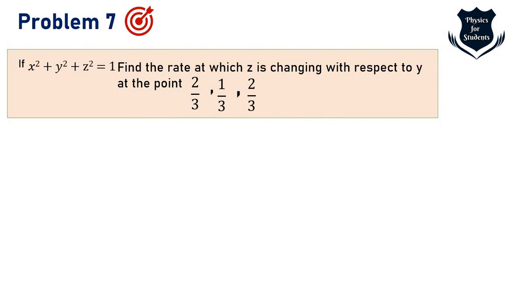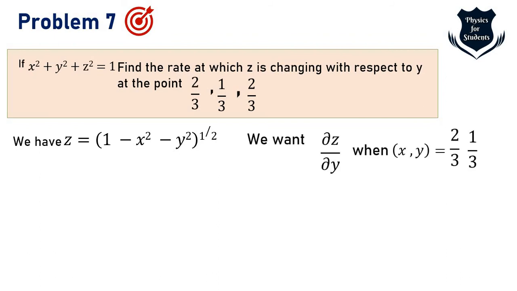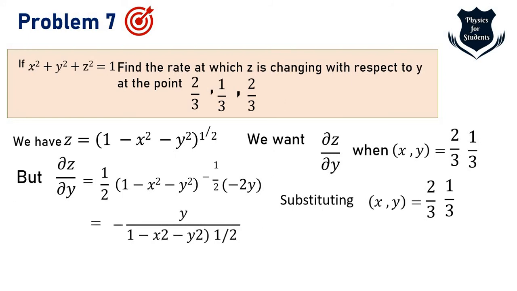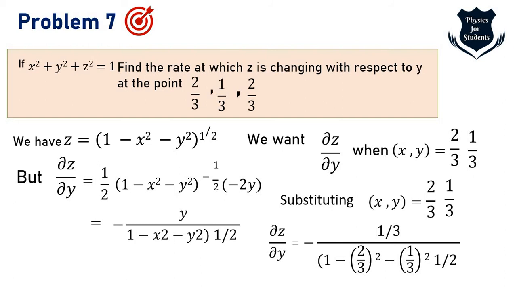So this leads to the seventh problem, which is this one. We have given the values 2 by 3 and 1 by 3. So we have z equals y minus x squared minus y squared whole raised to the power 1/2. But we want del z by del y, and the values of x and y are these. We know del z by del y equals this, which leads to this. So we are substituting the values of x and y, 2 by 3 and 1 by 3. We get this, and it gives this. Again, you can pause this video and take a note if you really want to check things out. This is another kind of problem using partial differentials. So the final result is minus half.